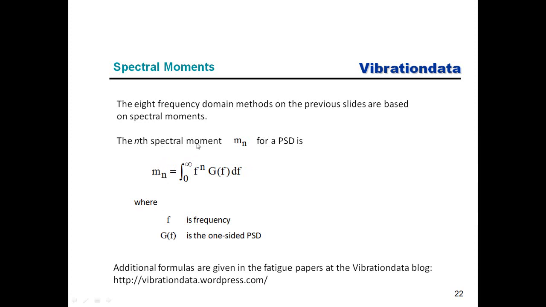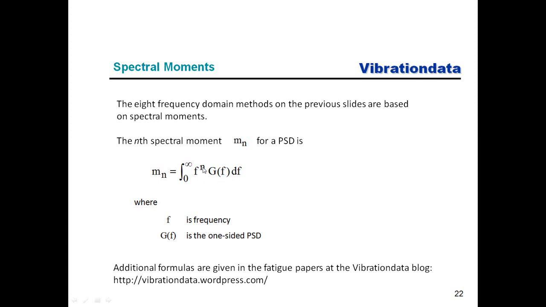So the nth spectral moment, m sub n, for a PSD is equal to the integral from 0 to infinity of the frequency raised to the nth power. So n is whatever moment we want to assign. That can be 0 or 1. It can even be a real number, so it could be 2.5, for example. Then we have our PSD, a one-sided PSD, and we integrate with respect to frequency.